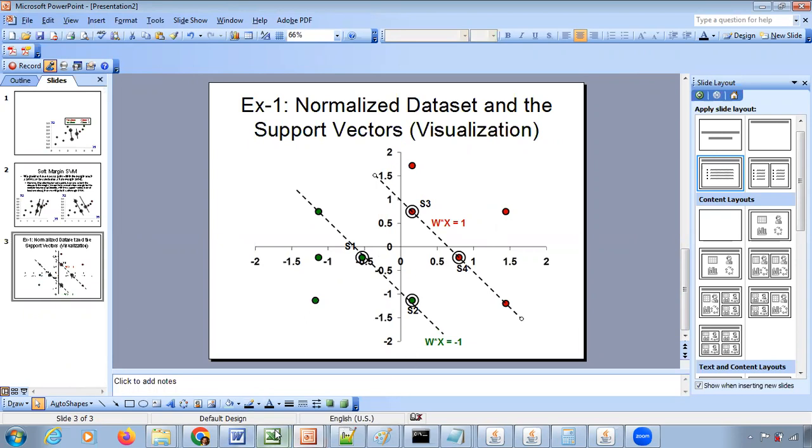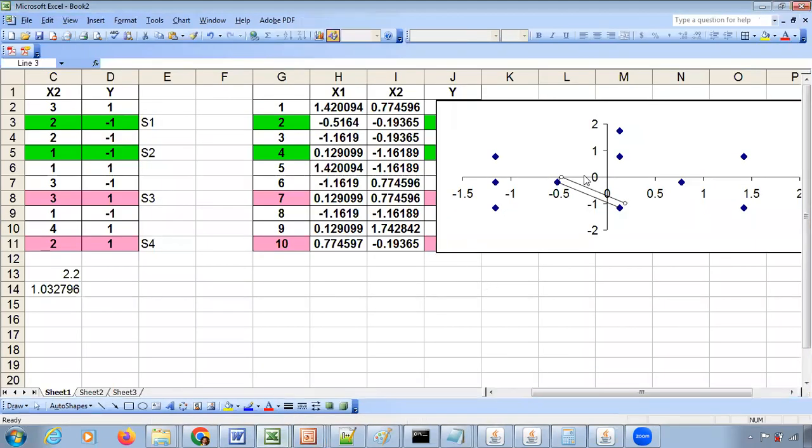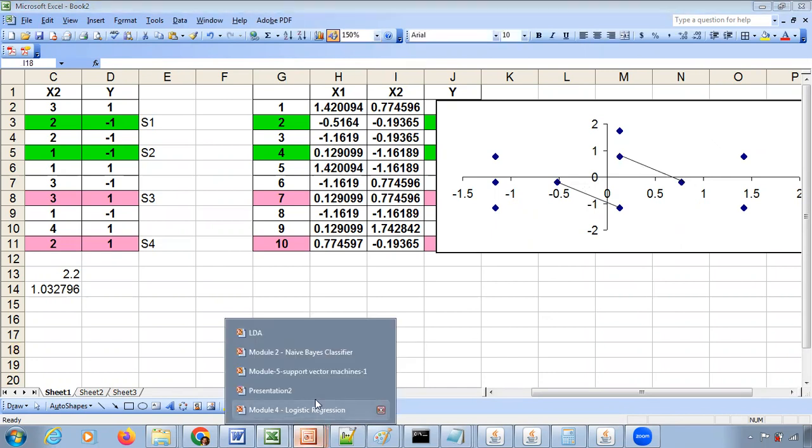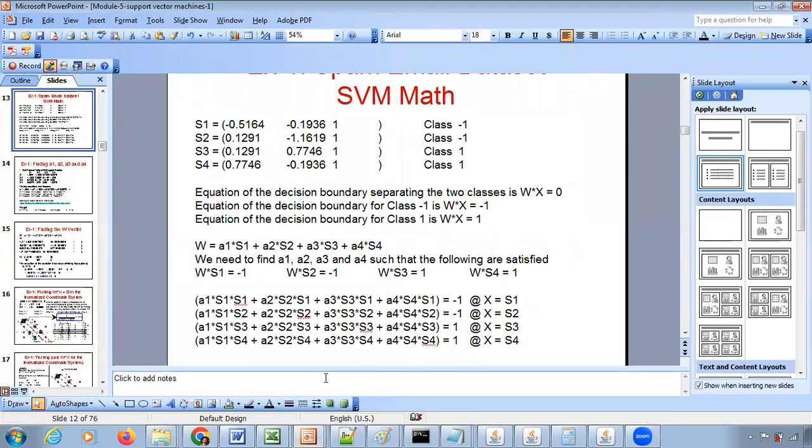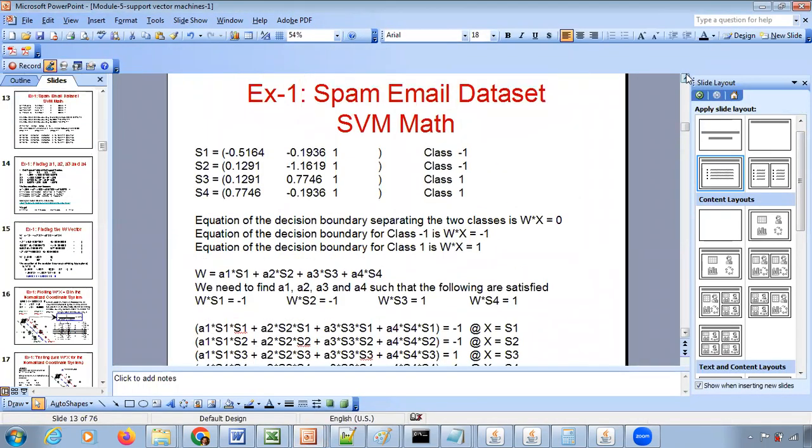Okay. All right. So let us go back to this. This is just for our visualization. We don't really need anything for now. Okay. Then the actual math is starting now. So we have these support vectors.